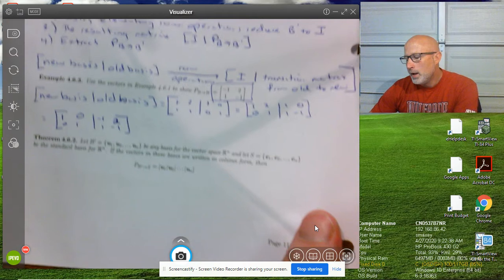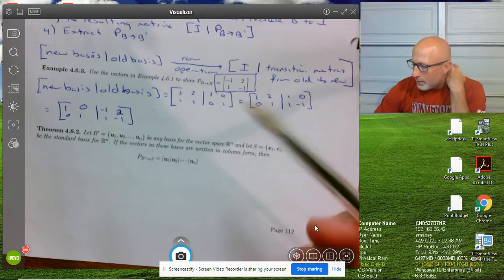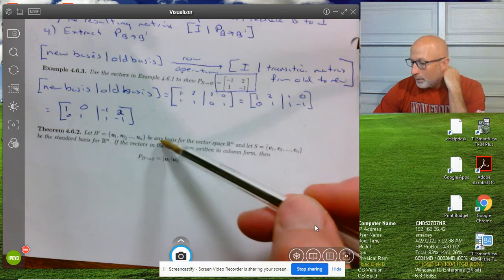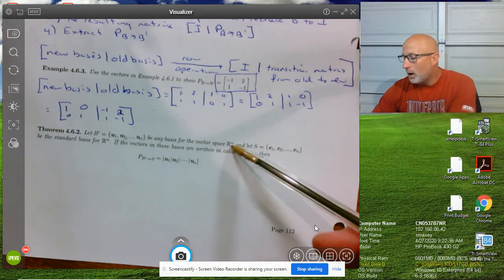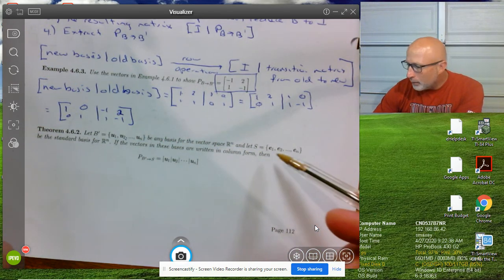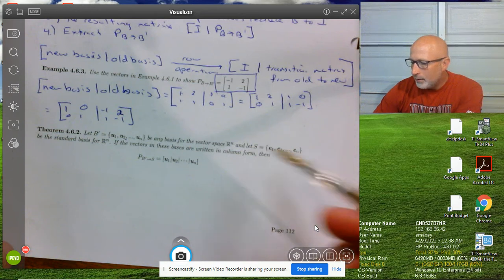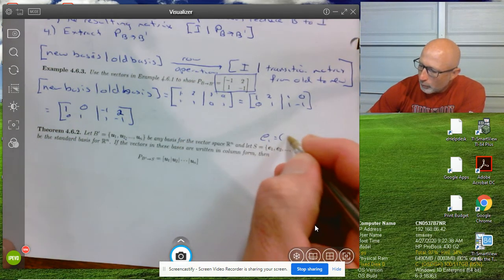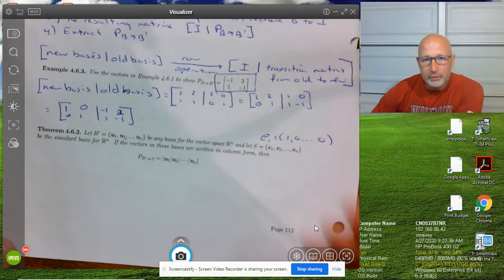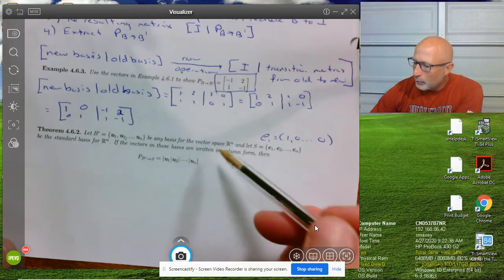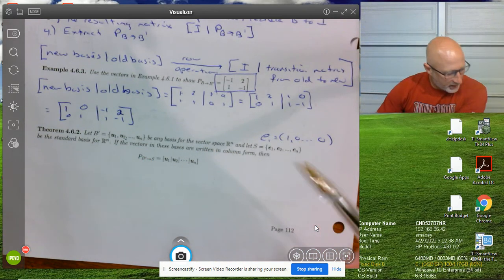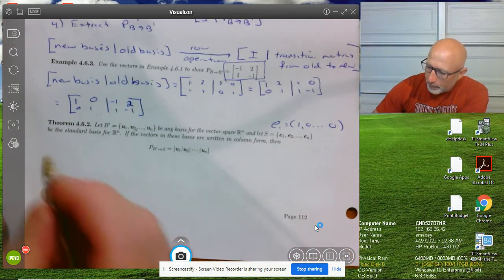Okay. And then the last theorem. So let B prime be the set of vectors u1 through un. It's going to be the basis for some vector space Rn. Let S be equal to E1, E2 all the way out to En be the standard normal basis. So remember, E1 is the vector 1, 0 all the way out where there's n of those elements in there. The vectors in the basis are written in column form as this. Now, what in the world does that mean? Okay, let's do a quick example.